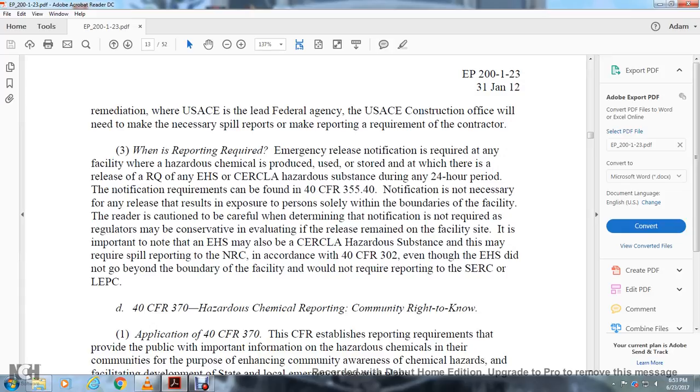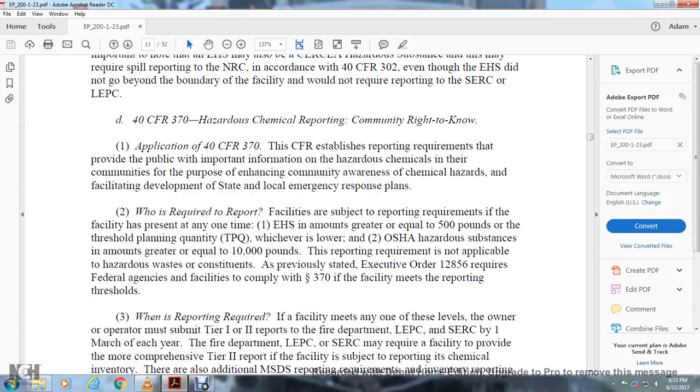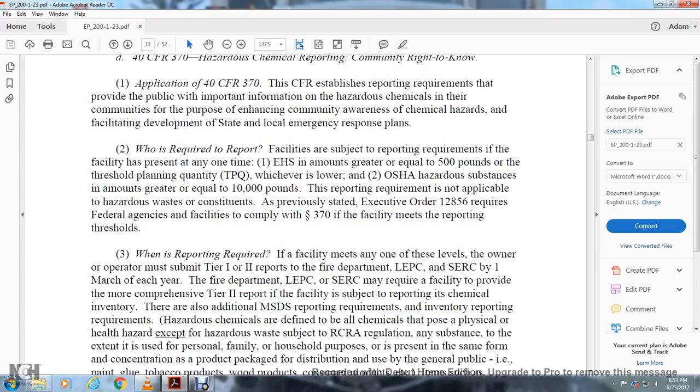Title 40 CFR 370, Hazardous Chemical Reporting: Community Right-to-Know application. Title 40 CFR 370 of the Code of Federal Regulations established a reporting requirement to provide the public with information on hazardous chemicals within the community, for the purpose of enhancing community awareness of chemical hazards and facility development of the state and local emergency plan. Who is required to report? Facilities are required to report. Is our facility subject to the reporting requirements?